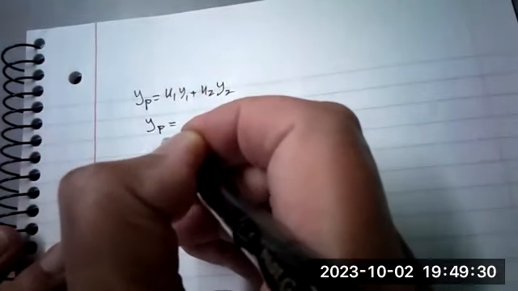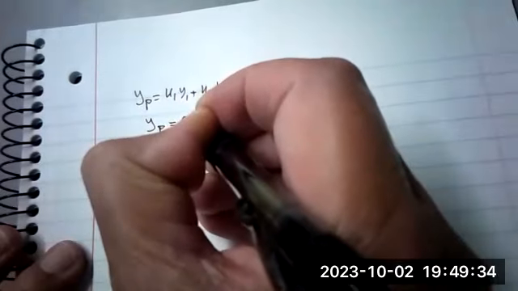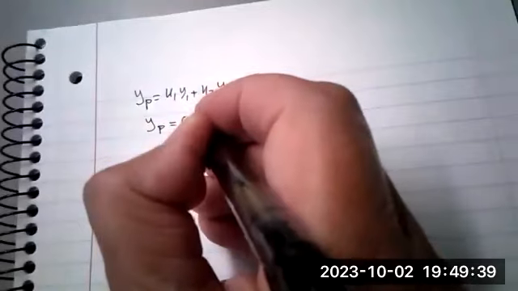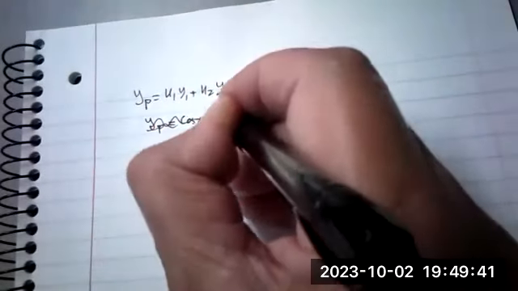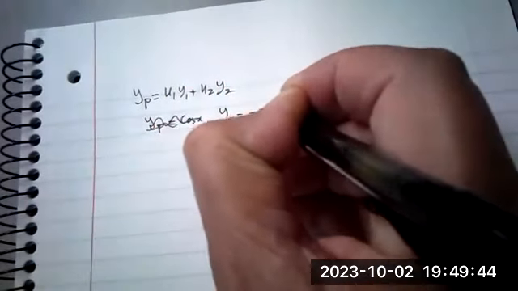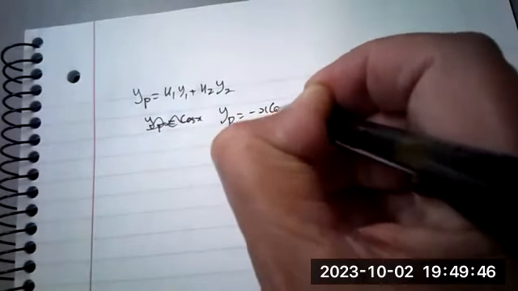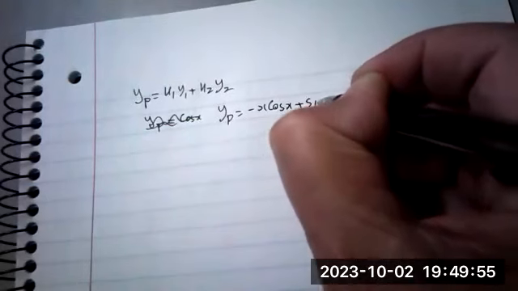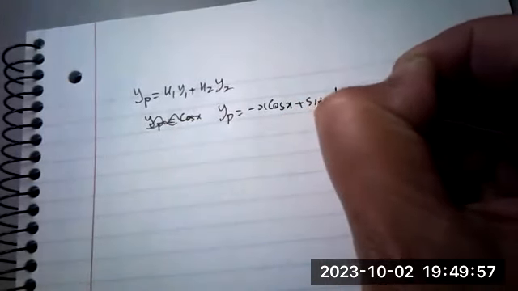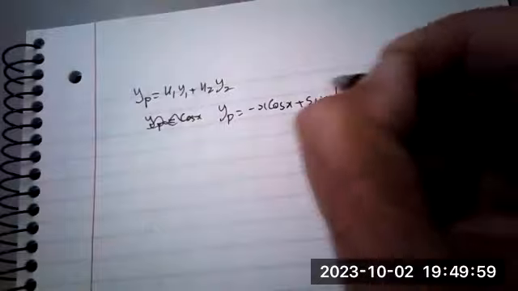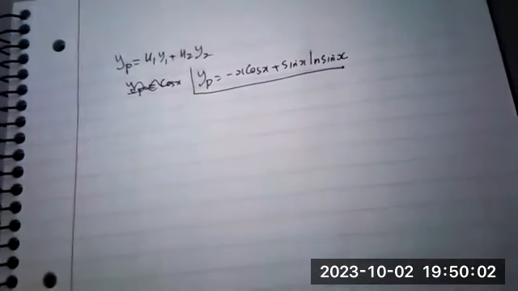What is u1? u1 was cosine, yes? So that's a cosine x. What is the u1? I'm sorry. Negative x. I'm sorry. So that gives me negative x times y1, cosine x. u2 was ln of sine times the y2, which is sine. So it's going to be plus sine x ln of the sine x, or the absolute value. So this would be the yp.